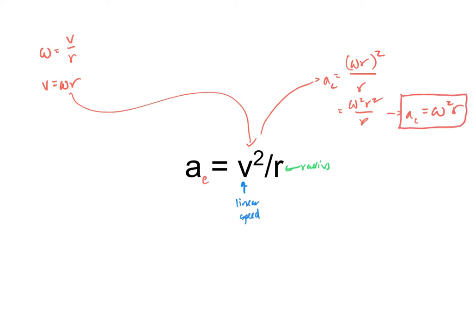So again, 99.9% of the time, you will have your linear speed and you'll use that to find your centripetal acceleration. But the 1% of the time where you do have your angular speed instead, you can use this equation here to find our centripetal acceleration as well.